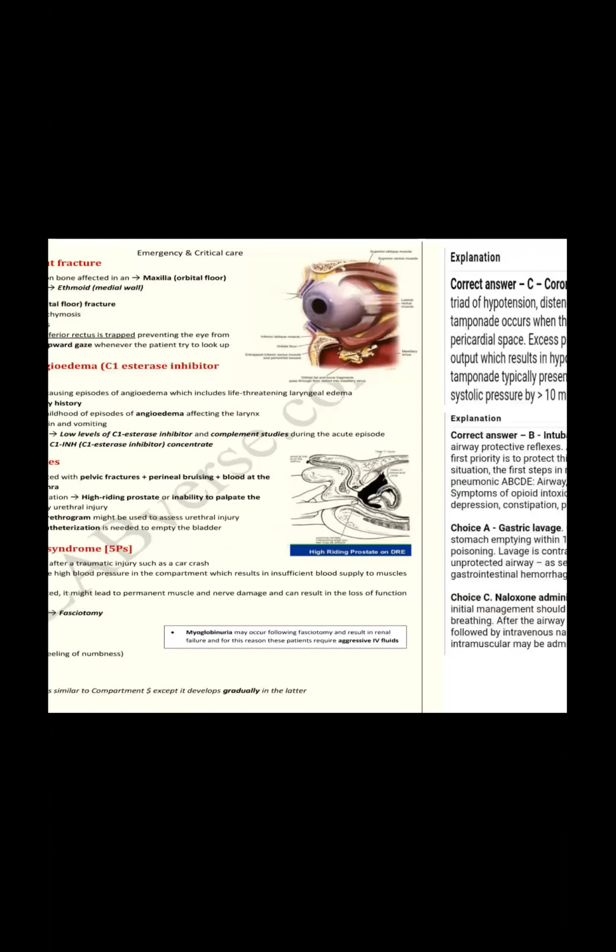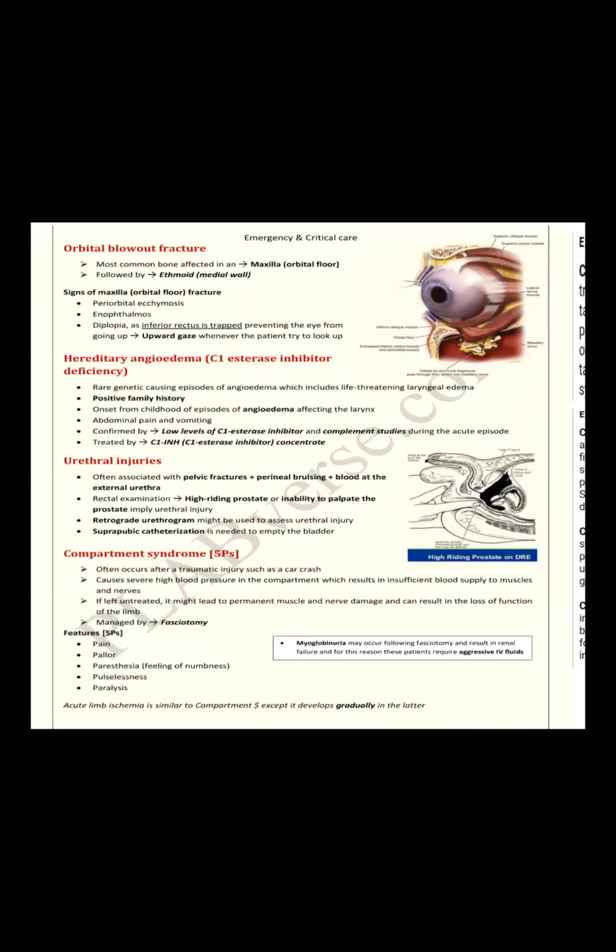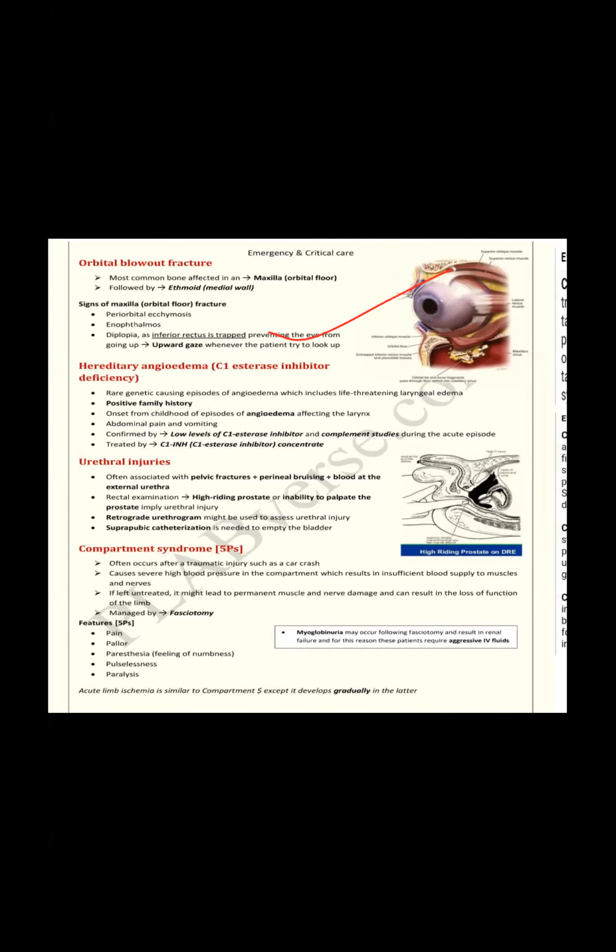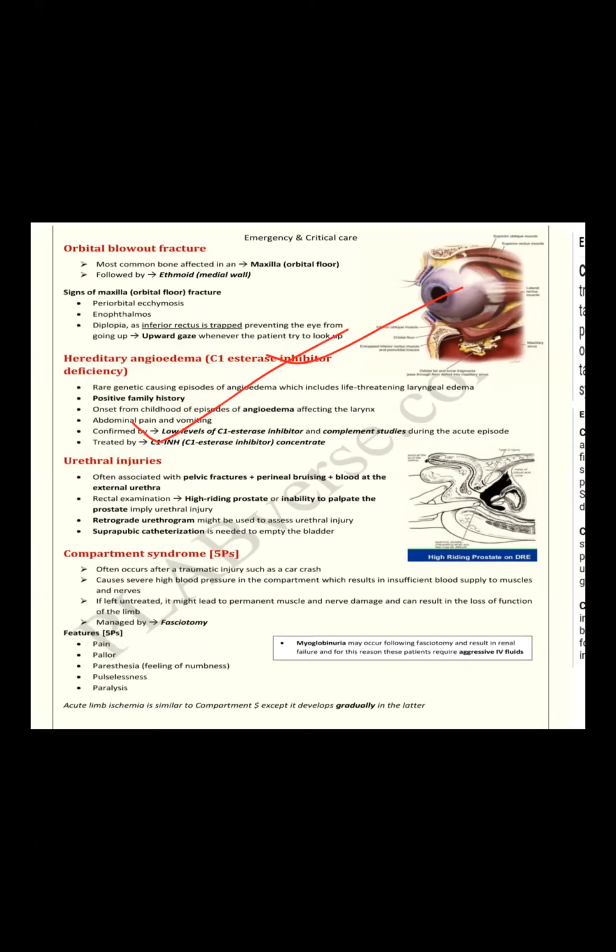Exam question: hereditary angioedema, C1 esterase inhibitor. Orbital blowout fracture is not so important. Just if they give this picture, maxillary fracture or ethmoid bone fracture, it causes periorbital ecchymosis along with limited upward gaze. But hereditary angioedema is a paid question. They commonly ask it in the exam. Hereditary angioedema has a genetic history with a positive family history, and there will be a low level of C1 esterase inhibitor. So we have to administer C1 esterase inhibitor concentrate.